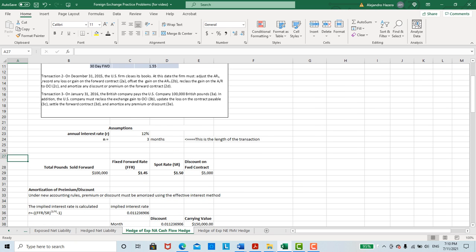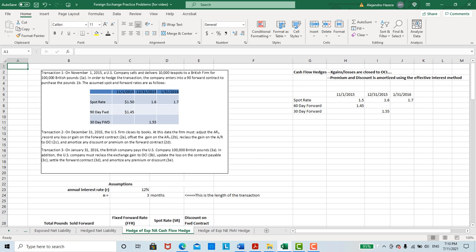But in this example, at least, I've made this a little easier. Okay, now let's get started. So we have a transaction here. On November 1, 2015, a U.S. company sells and delivers 10,000 teapots to a British firm for 100,000 British pounds. That's transaction 1A.